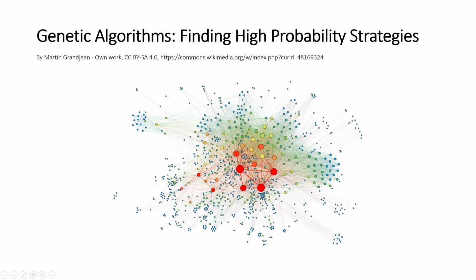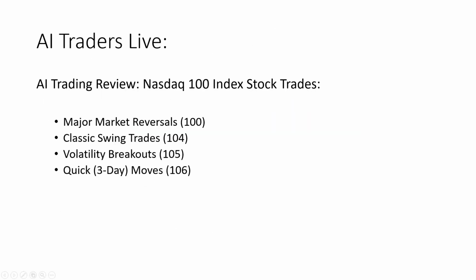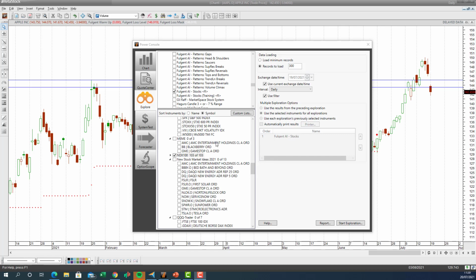So let's jump straight into the Metastock platform, and we'll find the four major trading strategies using artificial intelligence. In the Metastock platform, I've selected the Explorer tab and loaded the Fulgent AI engine that sits in the background. I've selected the Nasdaq100 stocks, with about 300 records to load. We're focusing on end of day, and I'm starting the exploration.